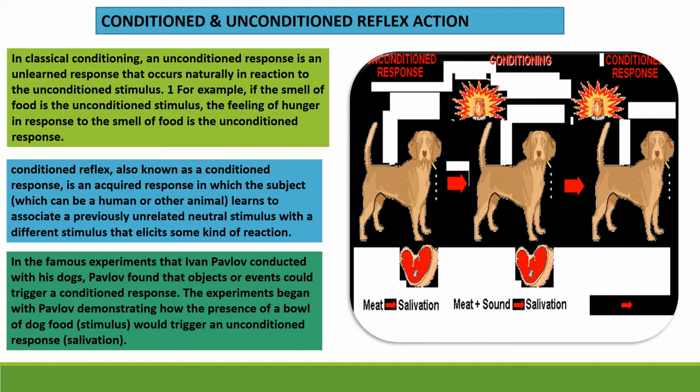In the famous experiments that Ivan Pavlov conducted with his dogs, Pavlov found that objects or events could trigger a conditioned response. The experiments began with Pavlov demonstrating how the presence of a bowl of dog food, that is the stimulus, would trigger an unconditioned response, or salivation.